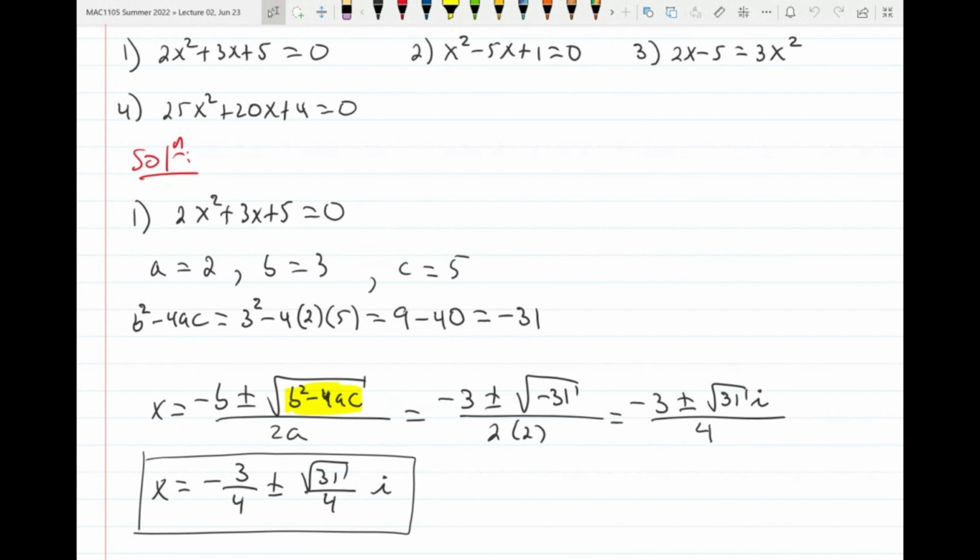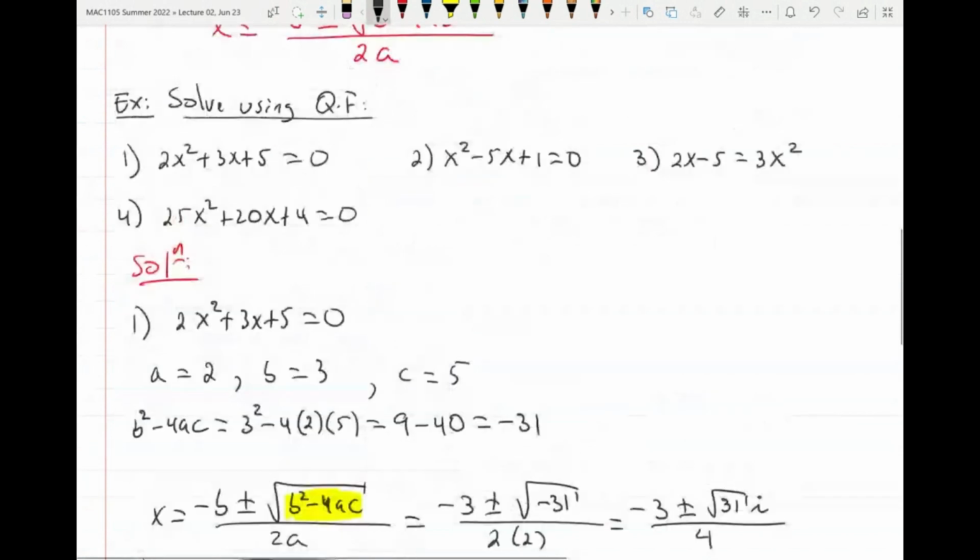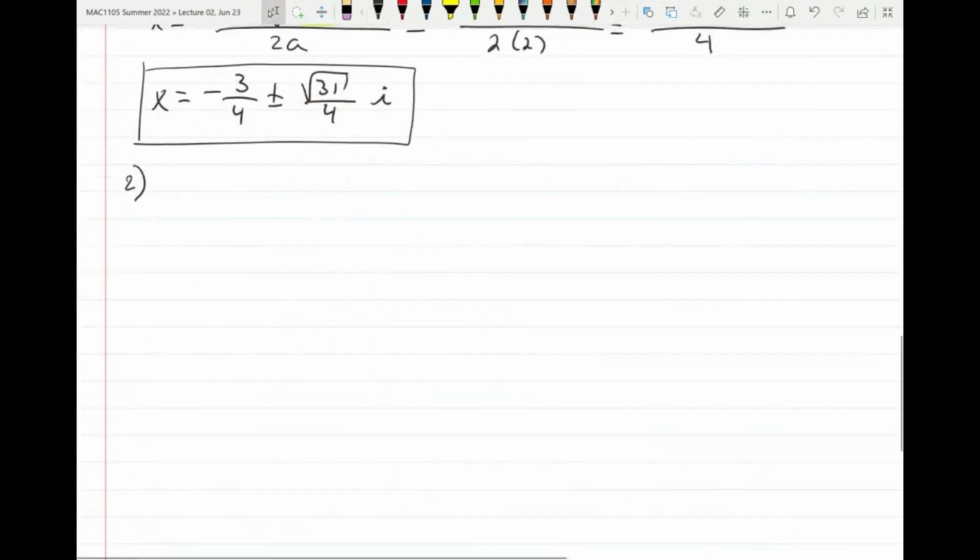Okay, anybody has an answer for number 2? 5 plus or minus radical 21 over 2. Very good. Everybody getting that? 5 plus or minus square root of 21 over 2. Yes? Okay, good. So let's see. It was x squared minus 5x plus 1.